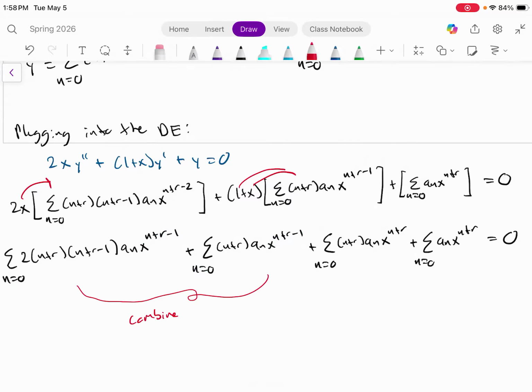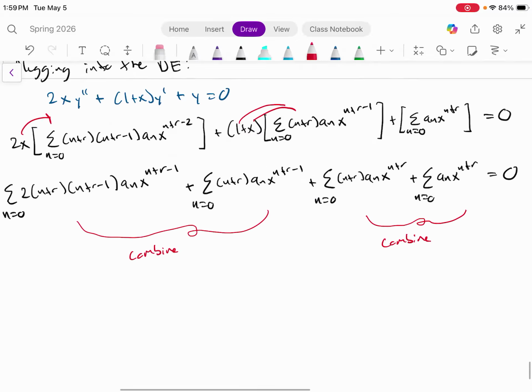Okay. And likewise with my third and fourth terms, they're both starting out at n equals 0. They're both x to the n plus r. And I can also go ahead and combine them. Okay, that works out well because now I'm just going to be left with two power series. Quite long power series, but still two nonetheless. So what I'm left with, we could write it, is a power series starting out at n equals 0.